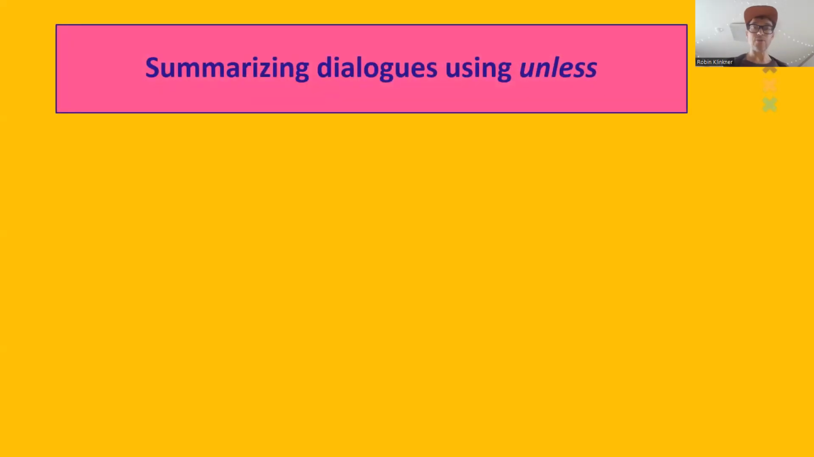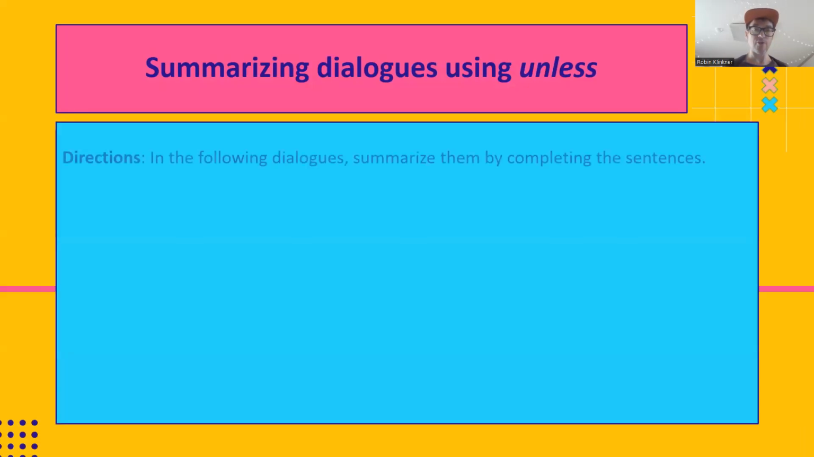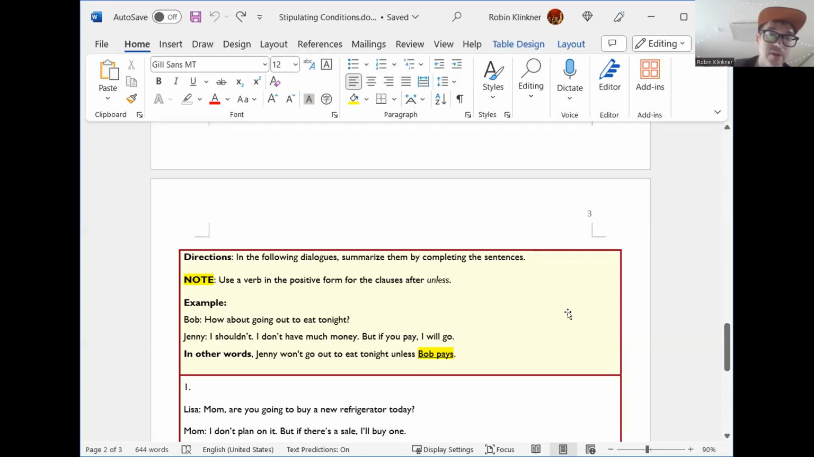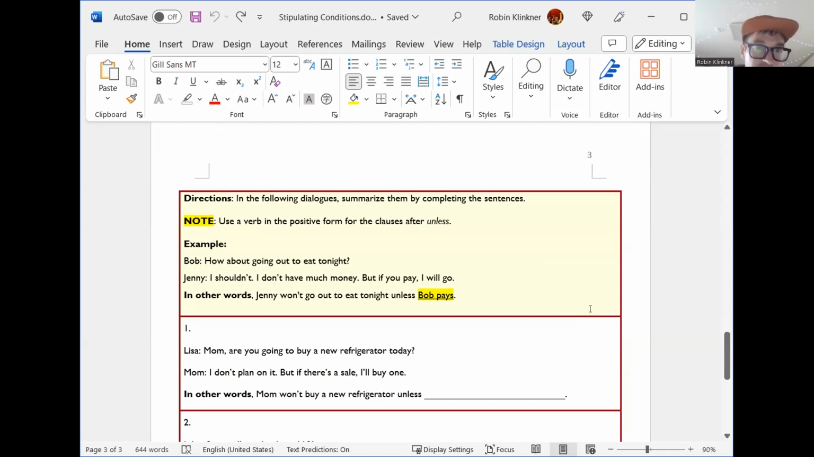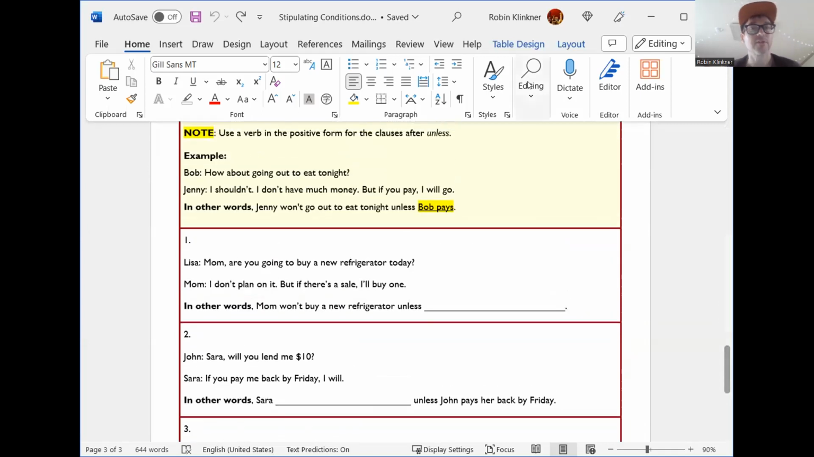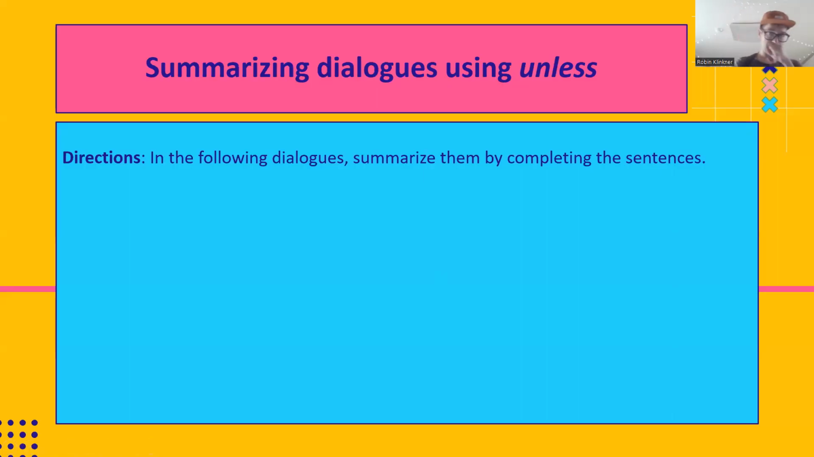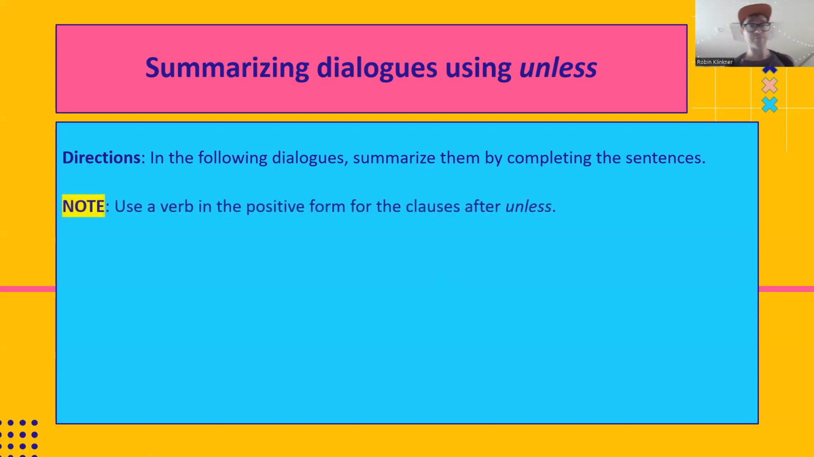And then finally, there's one more activity, super short, page 3, right here. So there are 3 dialogues, and you just want to fill in the blanks. So let me go over the example real quickly. In the following dialogue, summarize them by completing the sentences. Here's an example. So note, use a verb in the positive form for the clauses after unless. Here's the example. Bob says, how about going out to eat tonight?